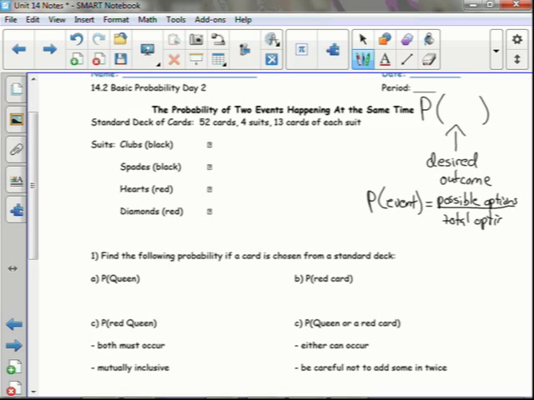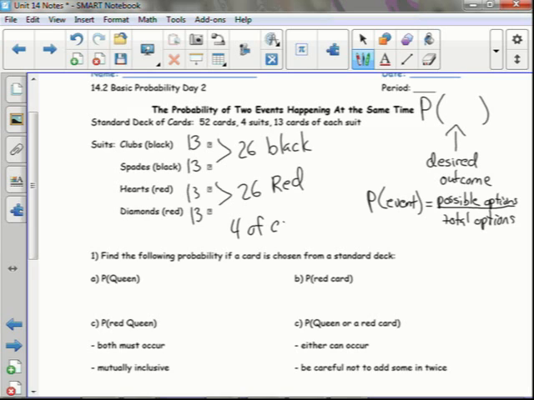All right, so first today we're going to look at some with decks of cards, and in a standard deck of cards you have 52 cards, 4 suits, 13 cards in each suit. So we have 13 clubs, 13 spades, 13 hearts, and 13 diamonds. And so together there are 26 black cards, and there are 26 red cards. And then there are 4 of each card. Okay, so that's going to be helpful for us as we look at this.